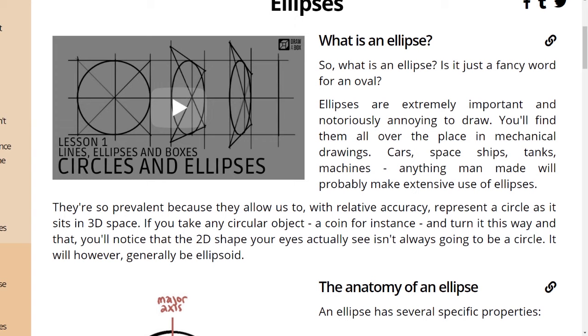If you take any circular object, a coin for instance, and turn it this way and that, you'll notice that the 2D shape your eyes actually see isn't always going to be a circle. It will, however, generally be ellipsoid.